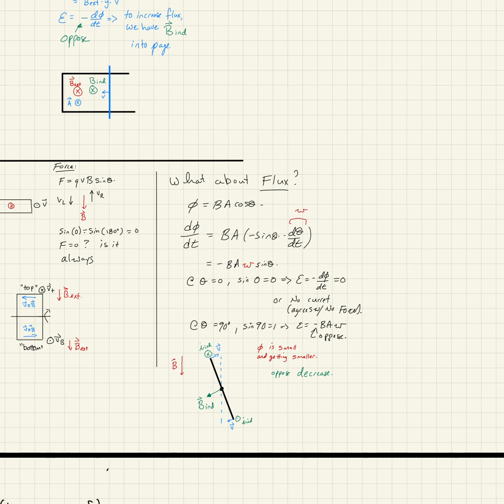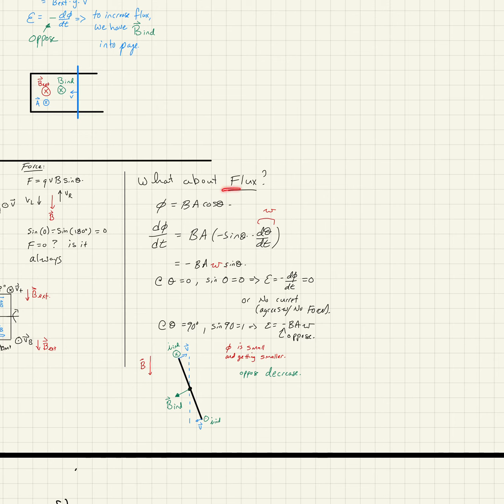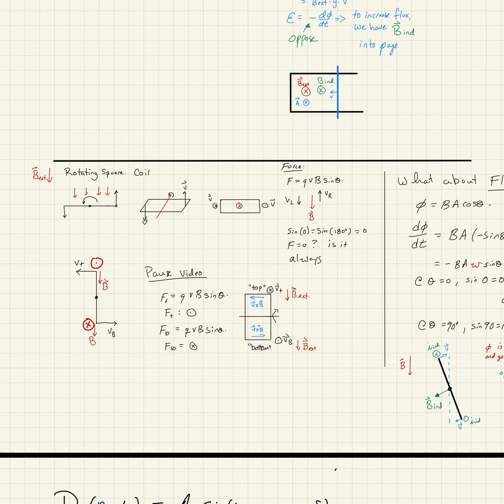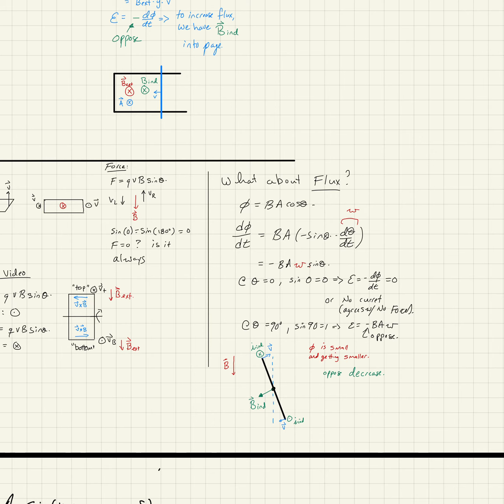So let's look at that a little bit more carefully. As I said, what about the flux? Flux is BA cos theta. We're going to take the derivative of that with respect to time. We're going to note that the external B field is being held constant. We're also going to note that the area of this isn't changing. So our derivative is not going to touch the B field. It's not going to touch the area. It's only going to be of the cosine. So the derivative of cosine is minus sine, and then it's going to take the derivative of the inside, d phi dt.